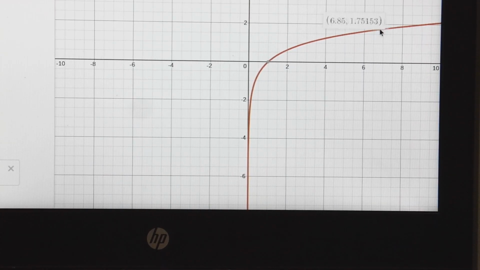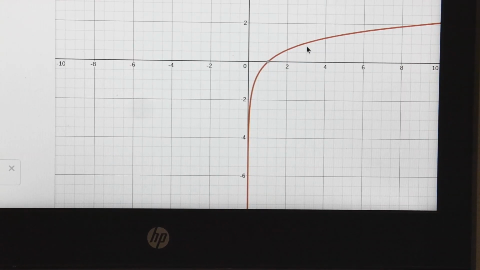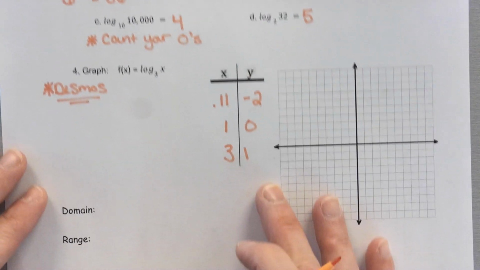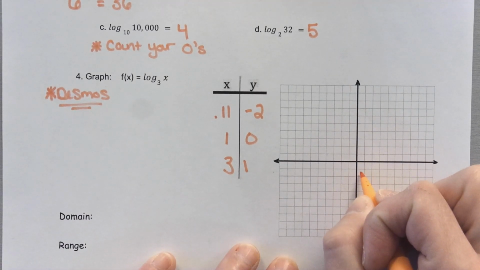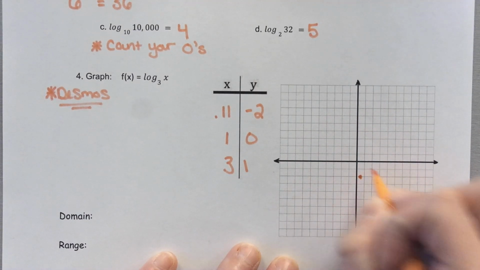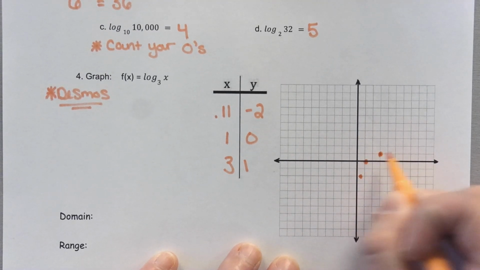So let's see. I could do the math in my head. 3 is going to be nice. So if we go to 3, it should be 1. That would be good. That's a good one. But again, you don't have to pick the same ones I picked. You can pick different ones. All right, so here's what I picked. I'm over 0.1 and I'm down at -2. I'm over 1, I'm up 0. I'm over 3, I'm up 1.